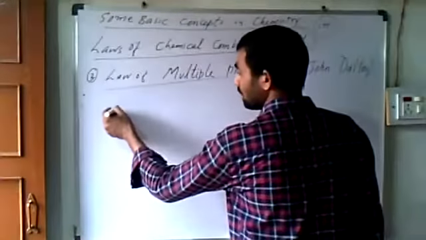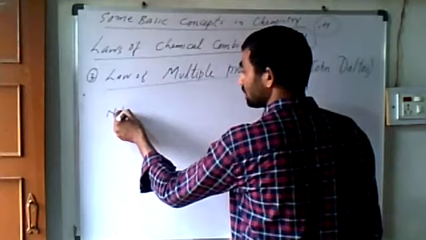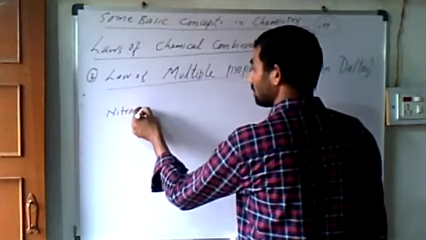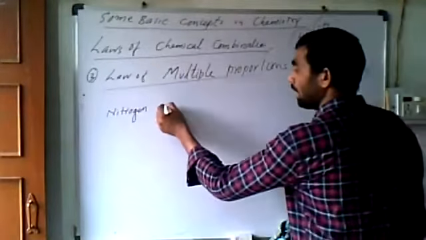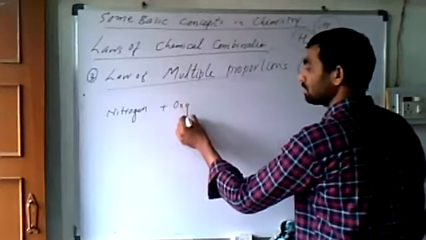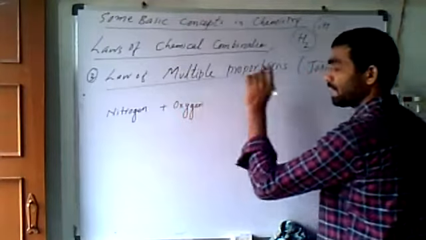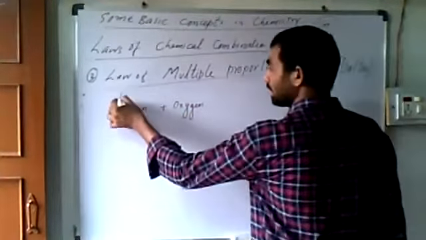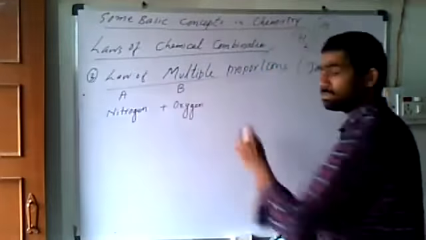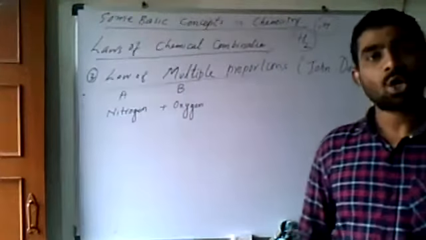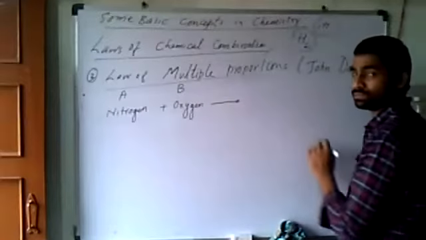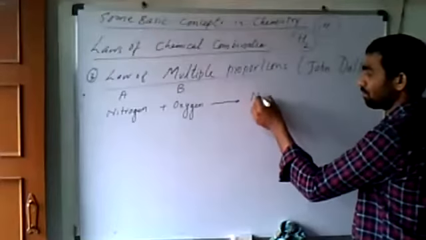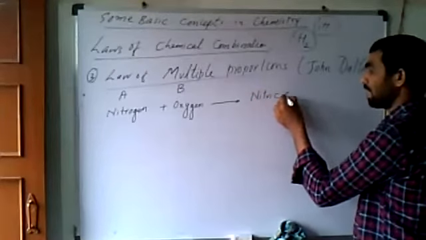So let us take again two more elements. For example, we are taking nitrogen and oxygen. Consider nitrogen is A and oxygen is B according to John Dalton. And if you react these two, they will form nitric oxide.